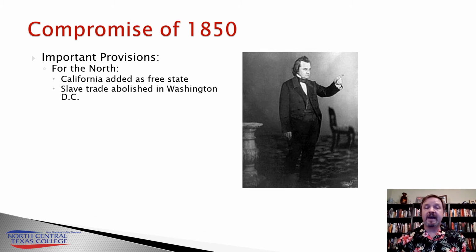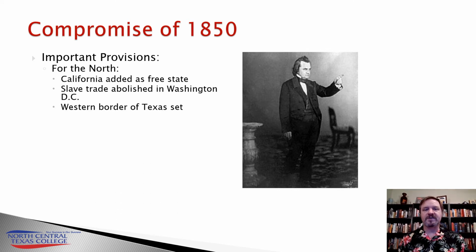The slave trade, not slavery, but the slave trade, will be abolished in Washington, D.C. One of the biggest problems that people, especially on the floor of the House, had was that right across the street from the side the House was on was a slave auction house, right? And so you literally would have John Quincy Adams in the summertime giving an anti-slavery speech. The doors are open, there's no air conditioning yet, and you could literally hear the slave auction going on.